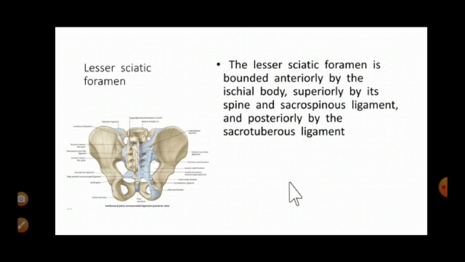Now coming to the lesser sciatic foramen. The lesser sciatic foramen is bounded anteriorly by the ischial body and the sacrospinous ligament, and posteriorly by the sacrotuberous ligament. So we have the sacrotuberous ligament here, we have the sacrospinous ligament here, and the body of the ischium. All these structures form the boundaries of the lesser sciatic foramen.